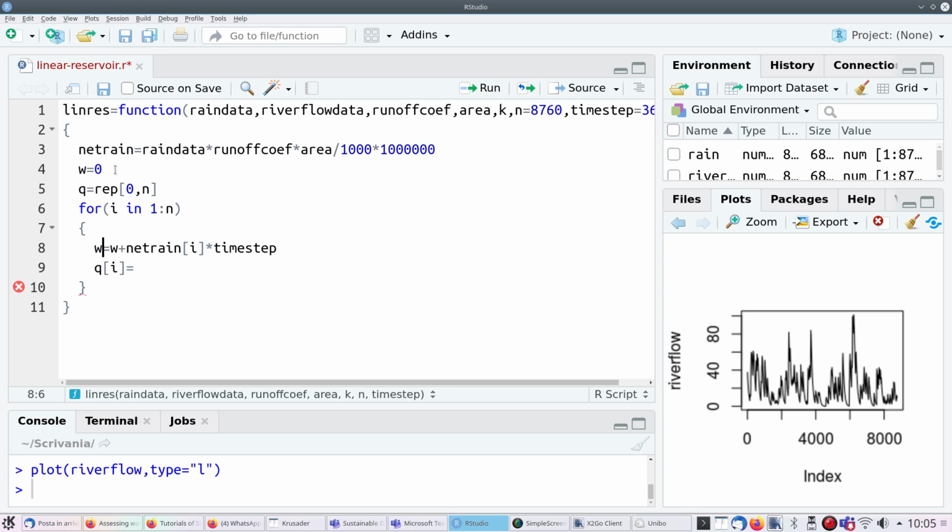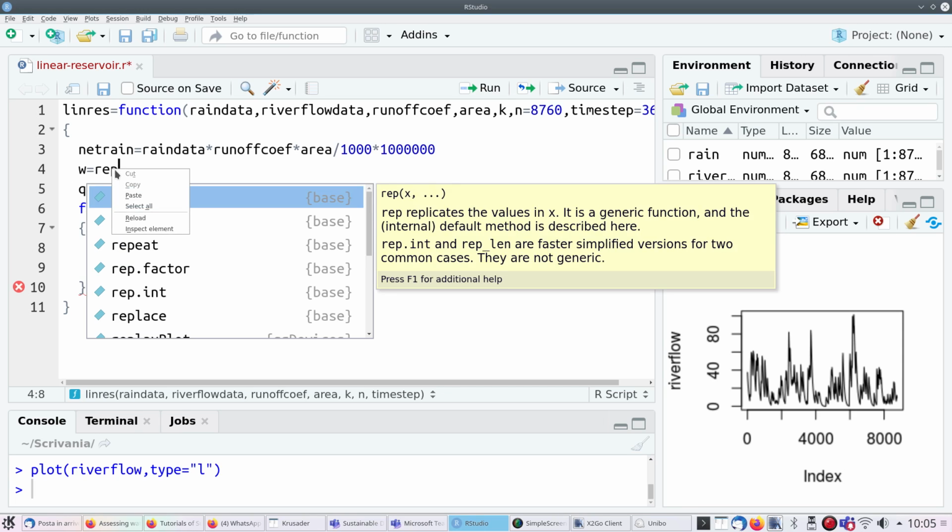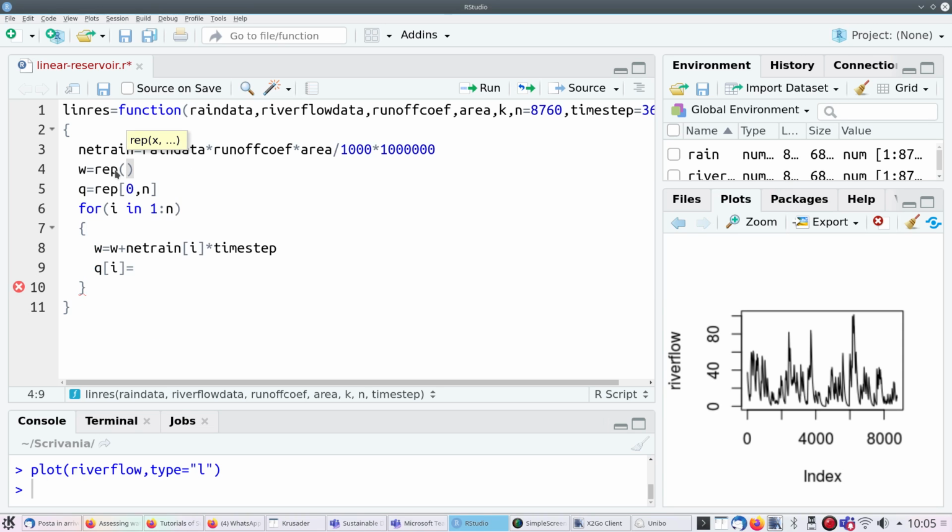also W is a vector. I forgot this. So let me define W in the same way. Rep, I'm sorry, 0 n, and let me correct this. Here I needed round parentheses, not square, sorry. I give you some time to correct along with what I'm doing.